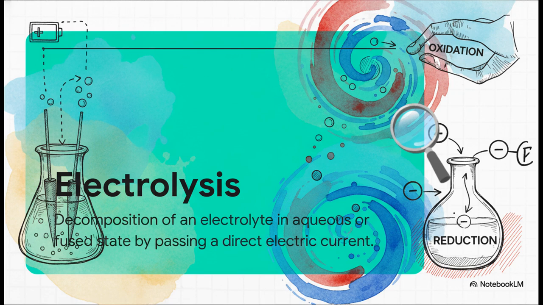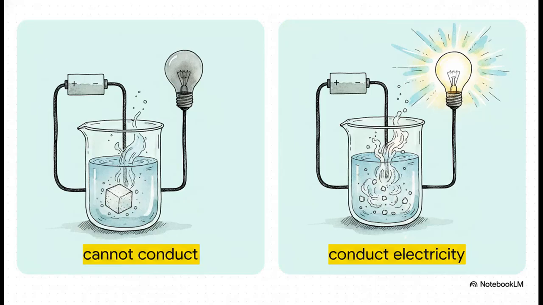But what you really need to take away from this is that it fundamentally involves a chemical change. It's a redox reaction, meaning it's got both oxidation, that's the loss of electrons, and reduction, the gain of electrons. But obviously, for any of this to even happen, we absolutely need the right kind of compound. And that brings us to a really stark contrast: electrolytes versus non-electrolytes.